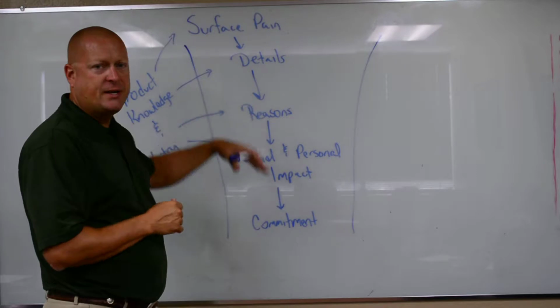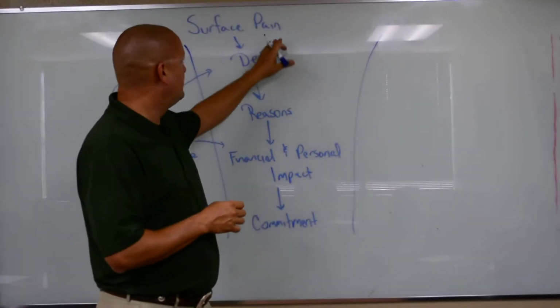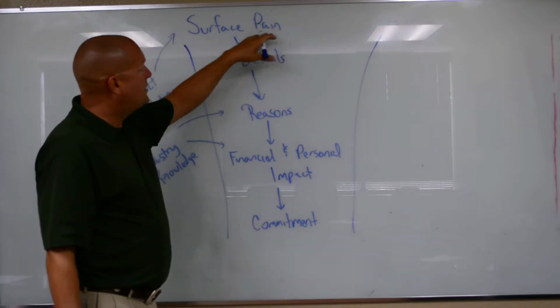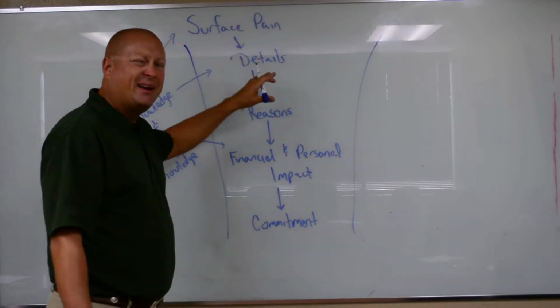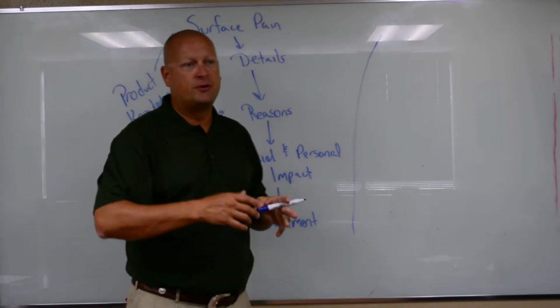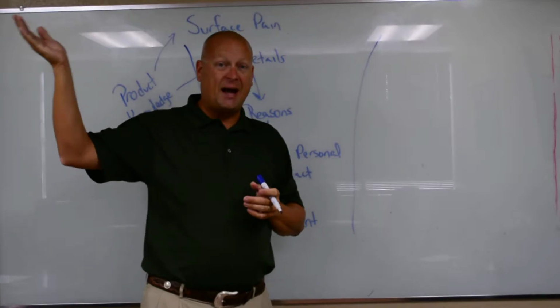We have to ask for a lot of details. Oh, okay, so give me an example of that. Tell me more about that. Can you explain that in some greater detail? So as we get these surface problems, then we get some details related to them, and then we finally start to dig in. We ask salespeople all the time, how many have ever had a prospect lie to them?